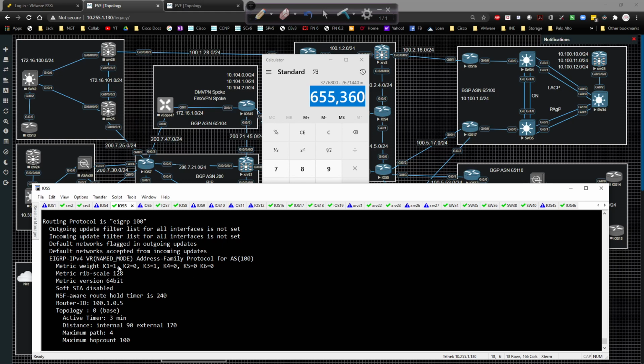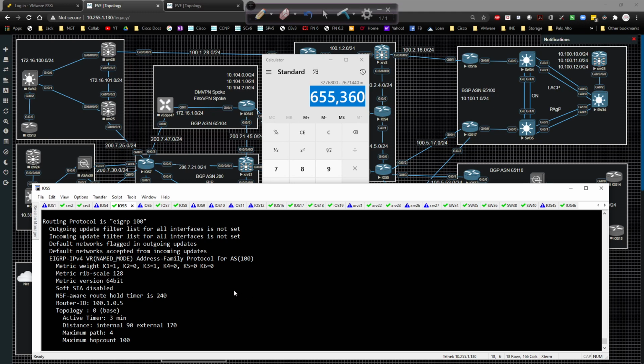So I don't care about the load, reliability, MTU, or the power. I don't care about any of those. All I care about is bandwidth and delay. Now I don't know why it's K1 and K3. That's just the way it is from my understanding, but that's basically how that comes into play. So that's just some of the details that you see.